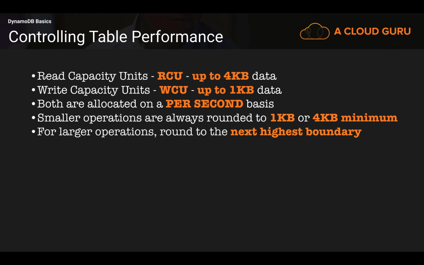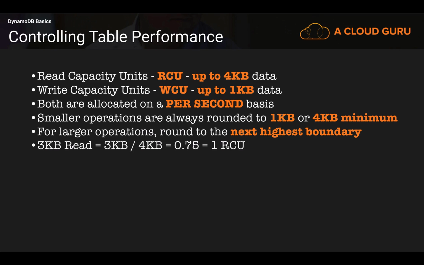For operations larger than 4 kilobytes or 1 kilobyte, you always need to round up to the next highest boundary. So if you're writing 11.5K, then you're actually writing 12K. And if you're reading 9K, you're actually reading 12K. You always round up to the next boundary. So let's have a look at some examples.